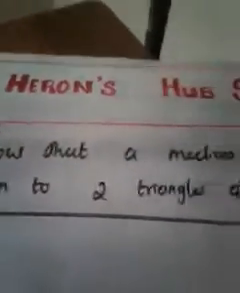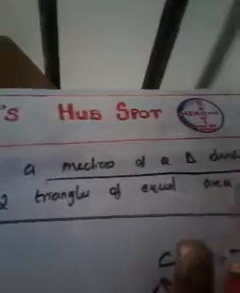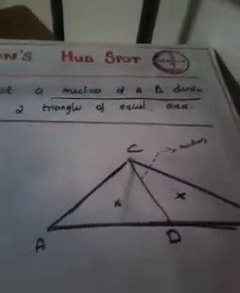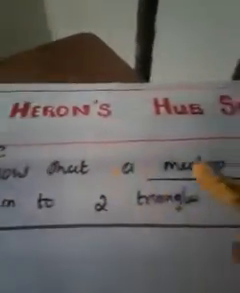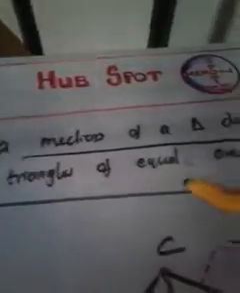So this is the given condition in the question: a median of a triangle divides. That means a median of a triangle is there in the question. So the median of the triangle is dividing the entire triangle into two smaller triangles. We have to show that a median of a triangle divides the entire triangle into two triangles of equal area.